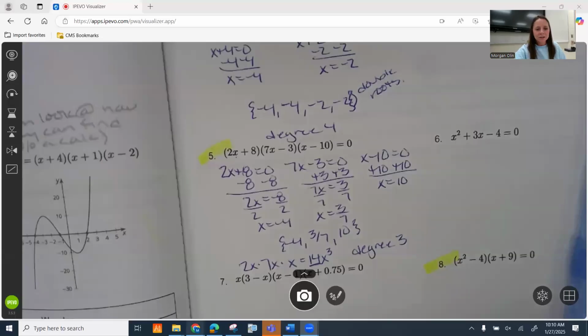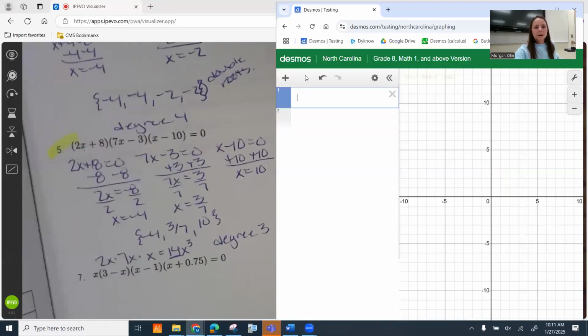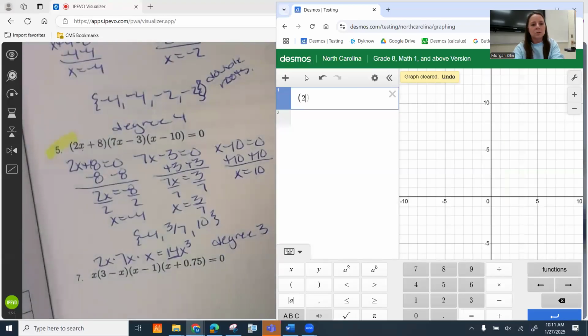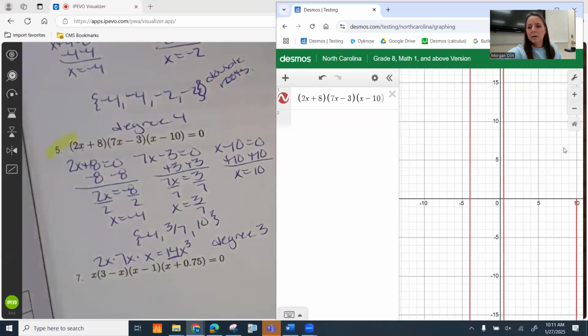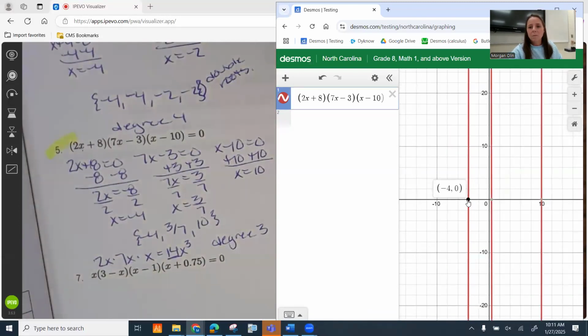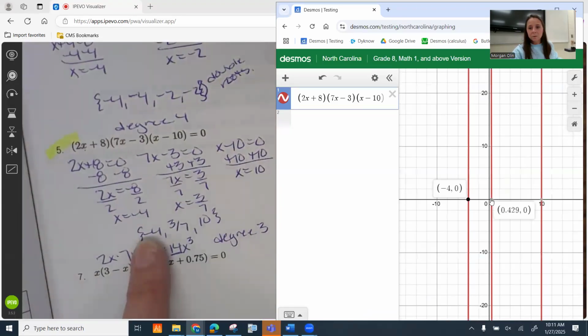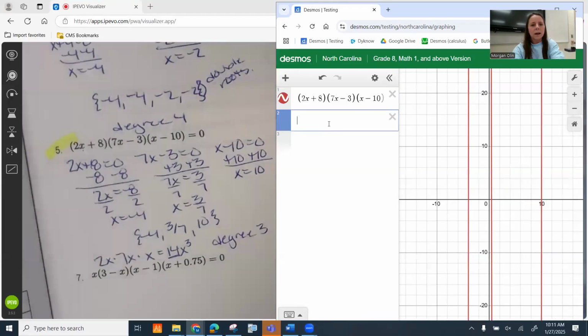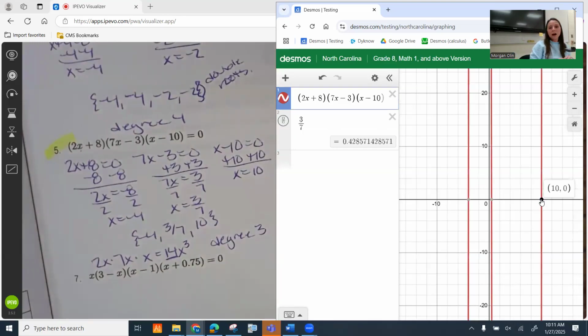All right, so let's graph this one right here. If you cannot solve this by hand, you can plug this in, 2x plus 8. And you could have plugged in any one of these as well, x minus 10, like that. And we can zoom out and we can see all three. This one's -4, which we got. This one is 0.429. So if we look at 3 divided by 7, there's the 0.429. And then here, this one is at +10, which is what we just got a second ago.